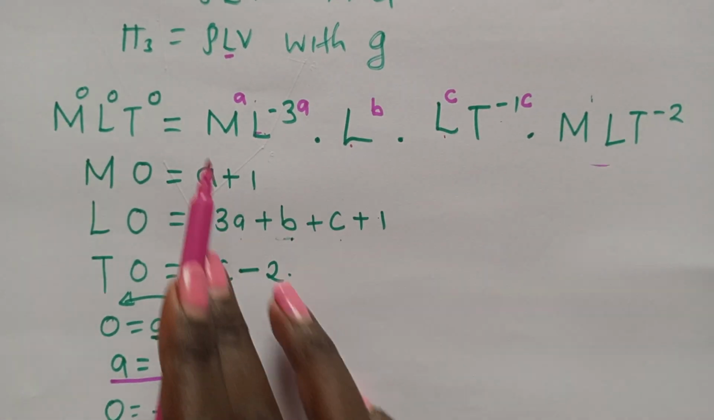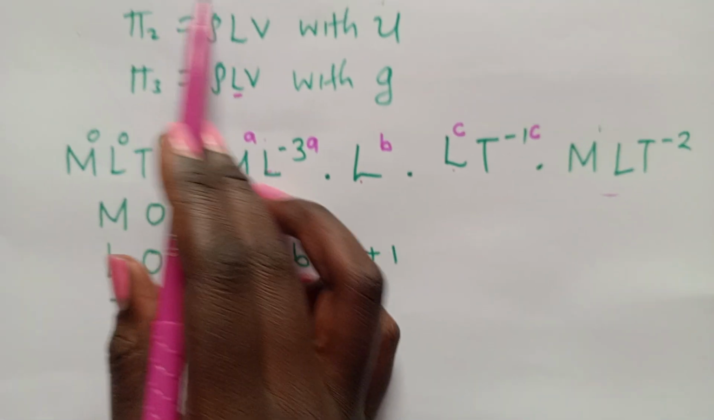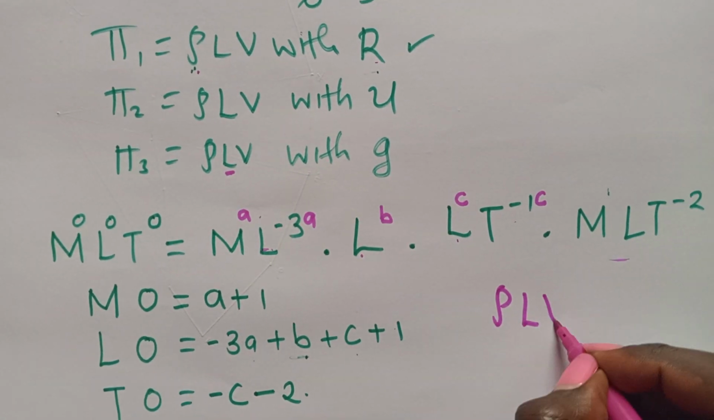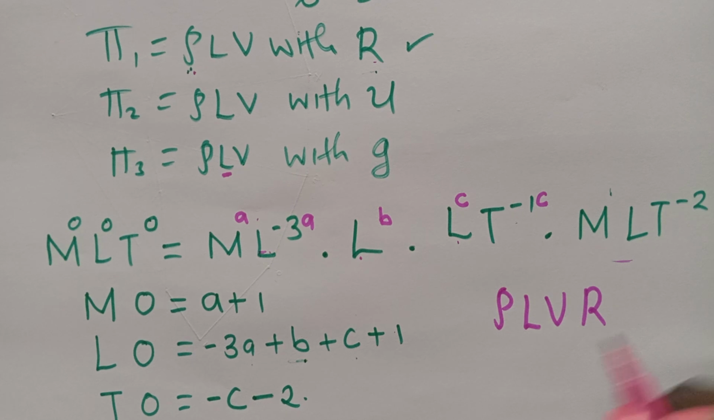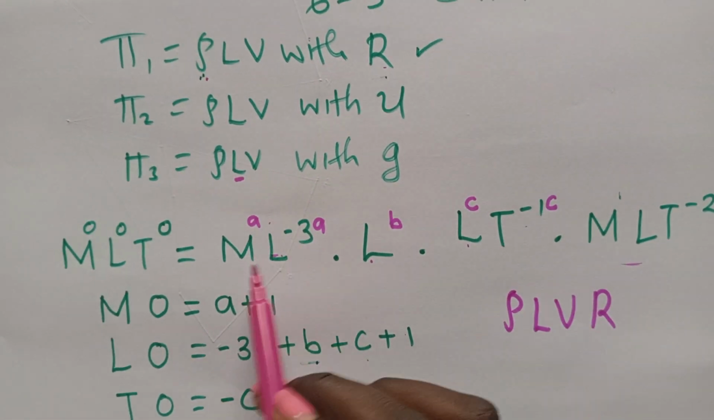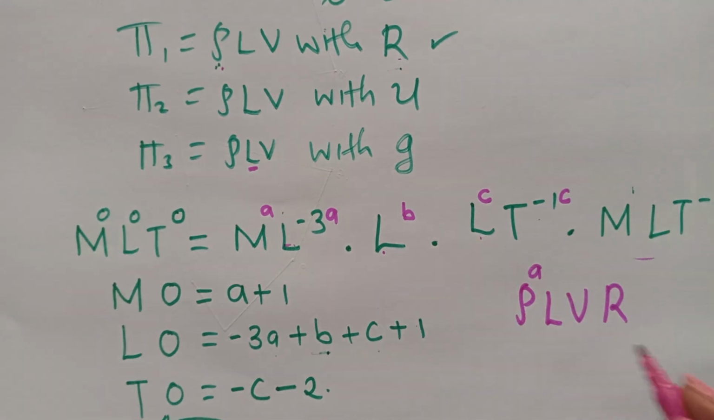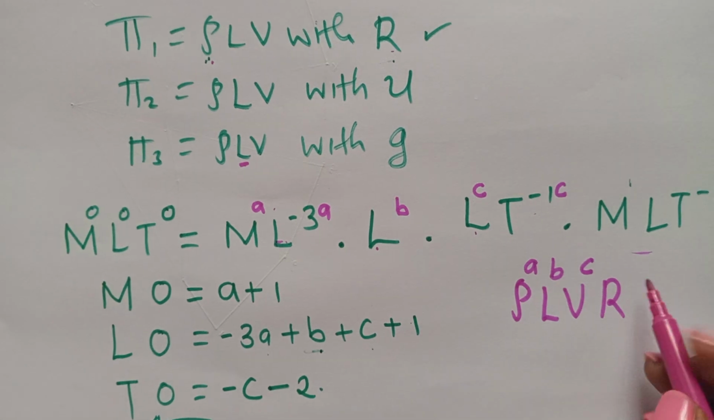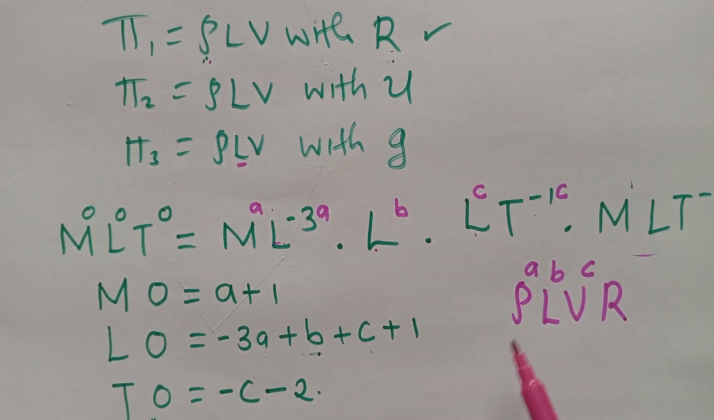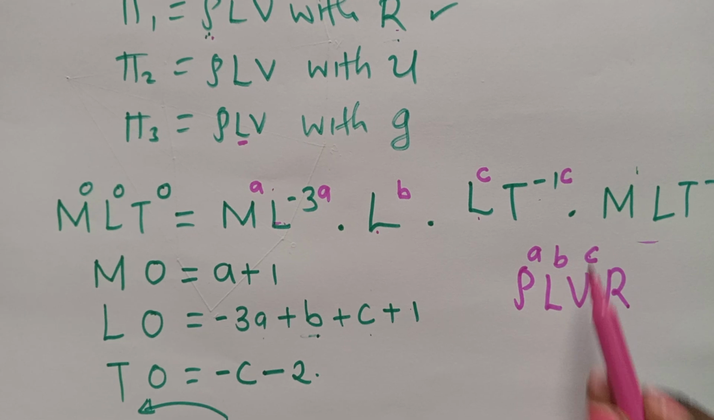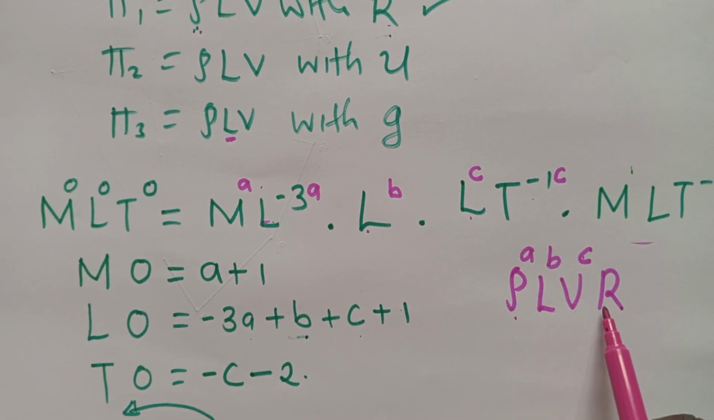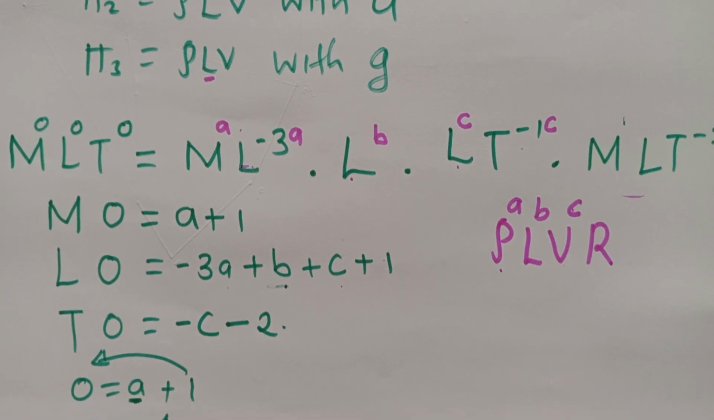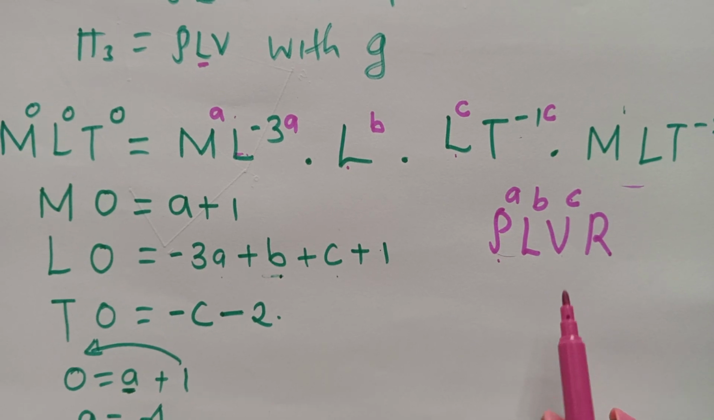So there is something I forgot here. We were doing the pi 1. So this is rho LV with R. If you realize, all these were for the rho: this was raised to A, L was raised to B, and this to C. We didn't have any value being raised for the R. So we have the A, B, and C for density, L, V, and R. We're going to replace these values. Remember, we have the values A, B, and C. We're going to replace them here and see the powers.